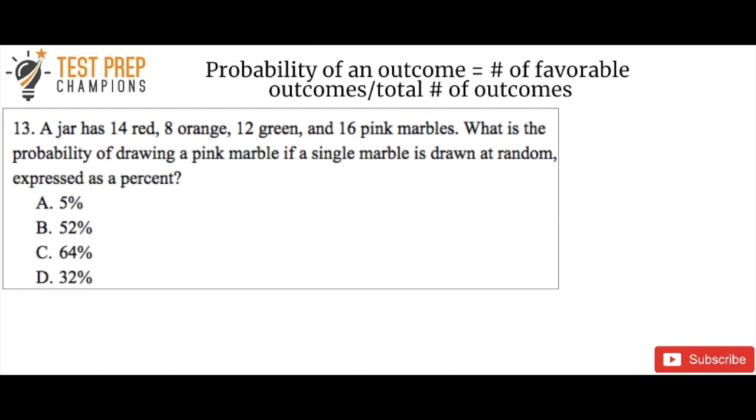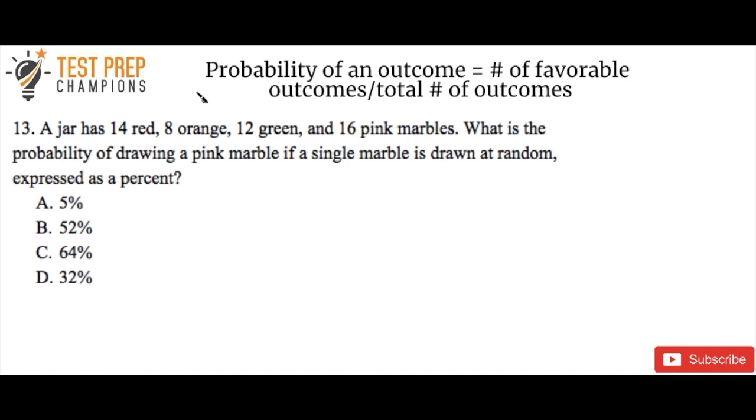Okay, question 13 is all about probabilities. So I put the formula here for probabilities. Probability of an outcome equals the number of favorable outcomes divided by the total number of outcomes. So go ahead here, try to solve this question, pause the video, you know the drill.